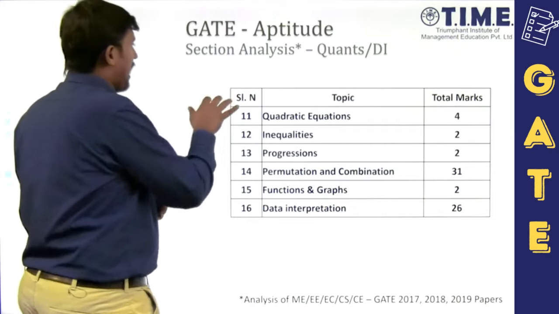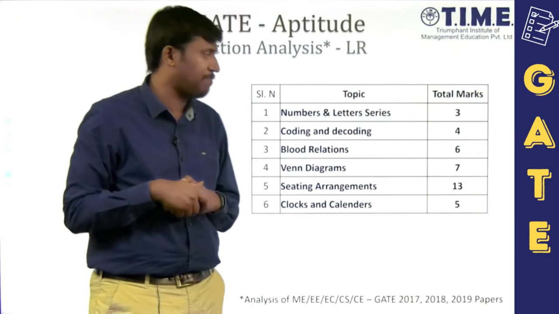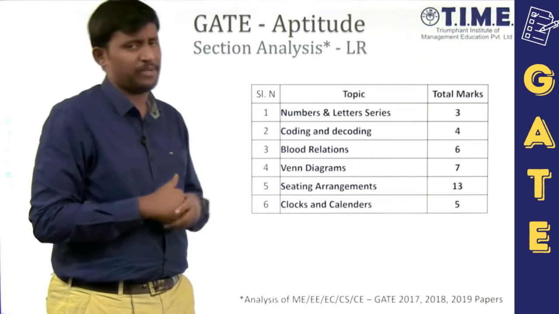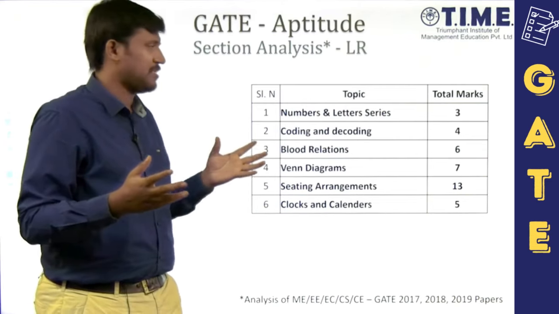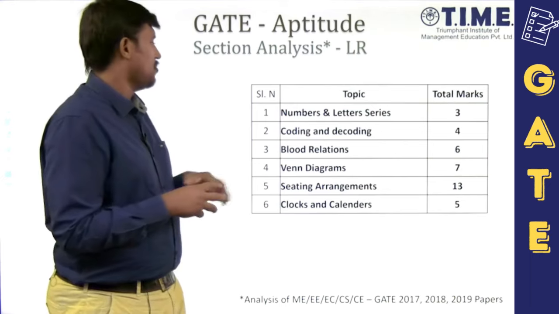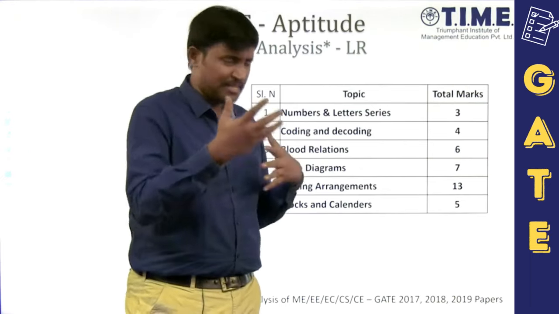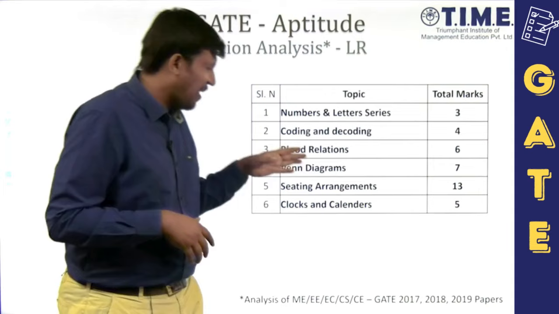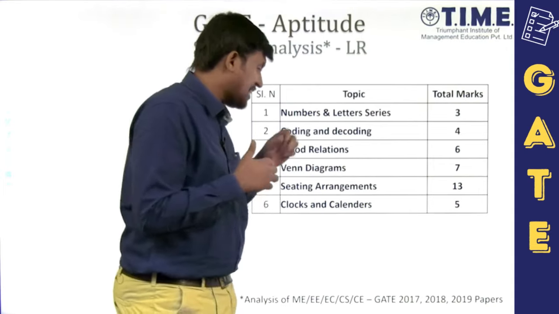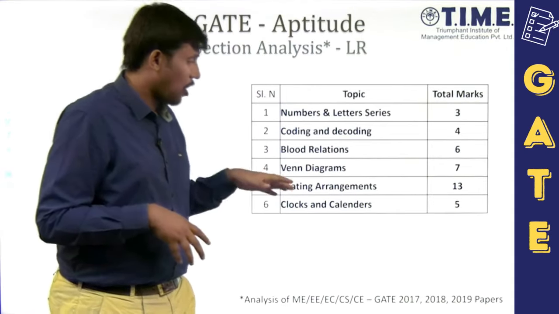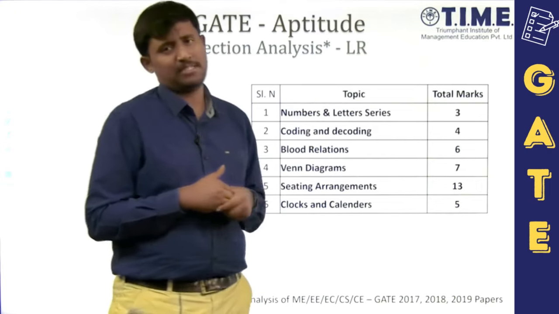Now if we go to the LR part, the logical reasoning part, seating arrangements and similar topics are very traditional when it comes to LR. GATE LR questions have not deviated too much from the traditional questions. So you have numbers and letters in sequence and series kind of questions, coding and decoding, blood relation based questions, Venn diagram based questions, seating arrangements, which we have seen a good number of questions on, and clocks and calendars. So these are your LR topics, right?